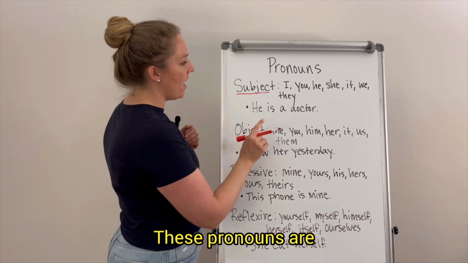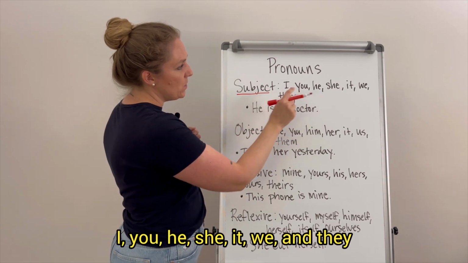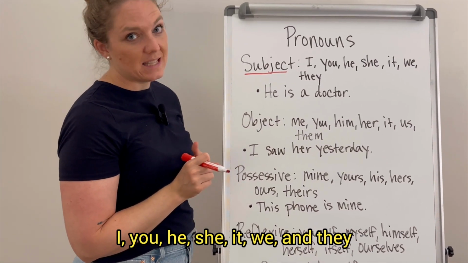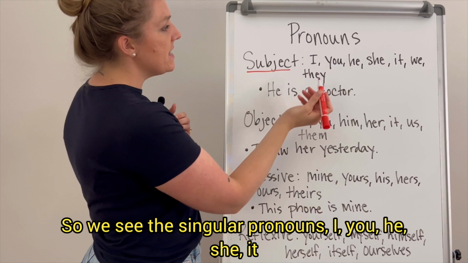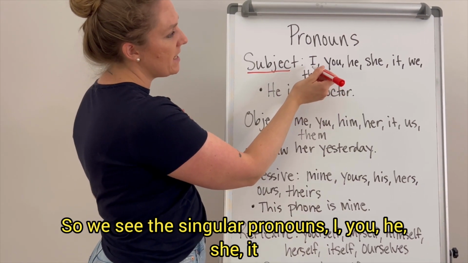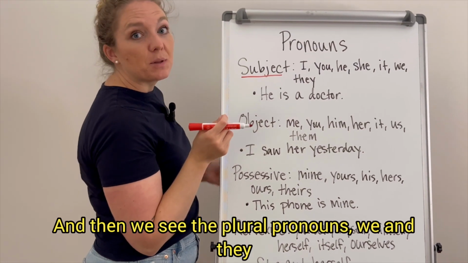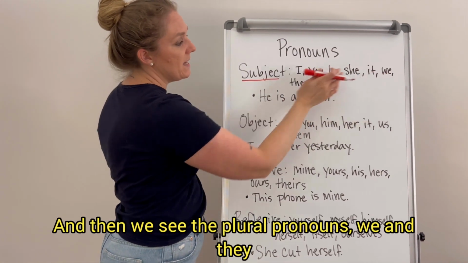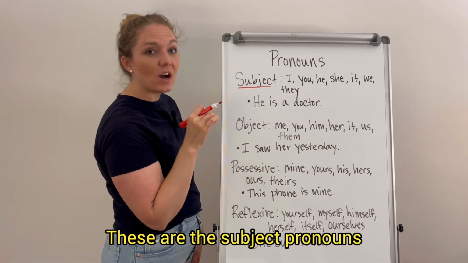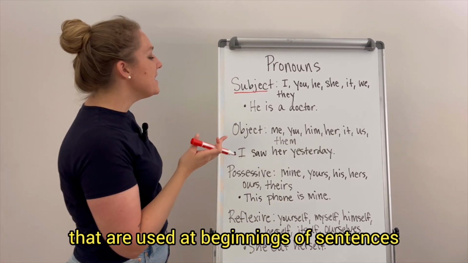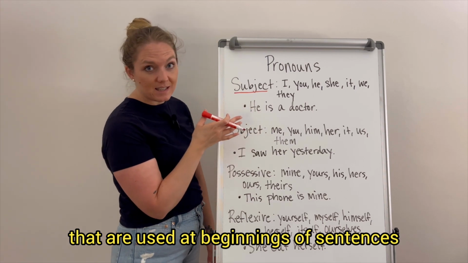These pronouns are I, you, he, she, it, we, and they. So we see the singular pronouns, I, you, he, she, it. And then we see the plural pronouns, we and they. These are the subject pronouns that are used at the beginnings of sentences.